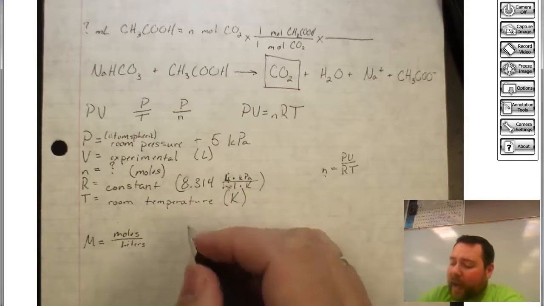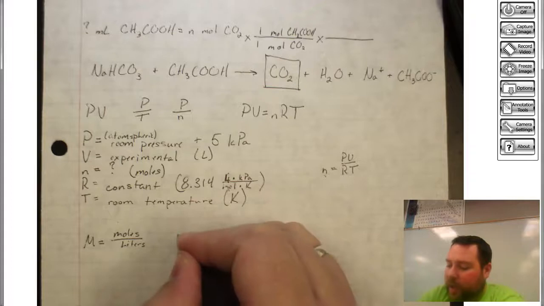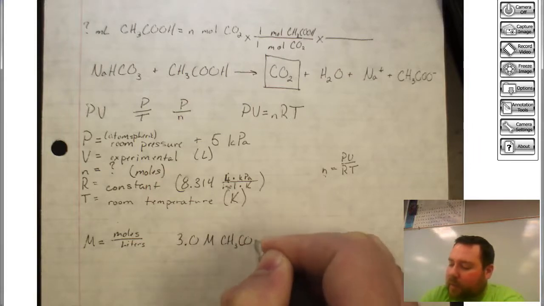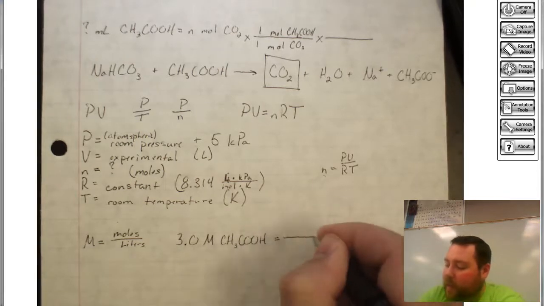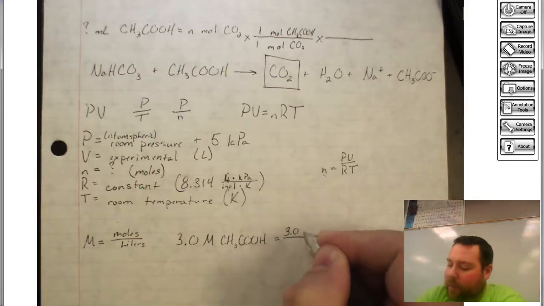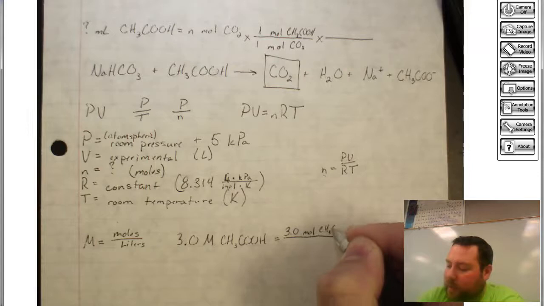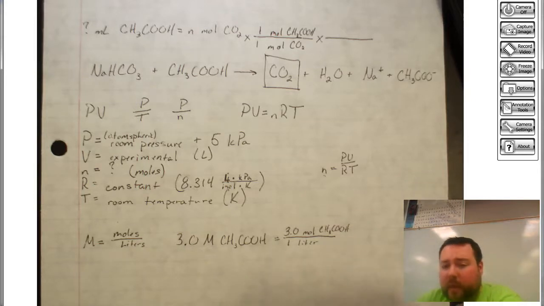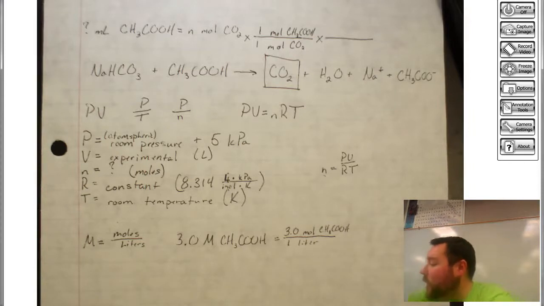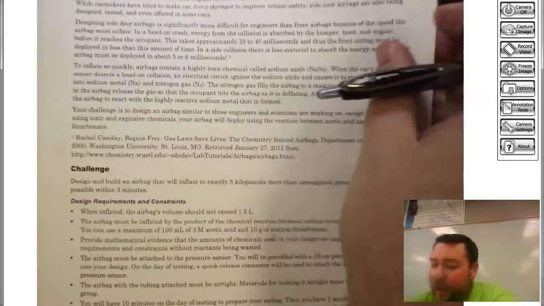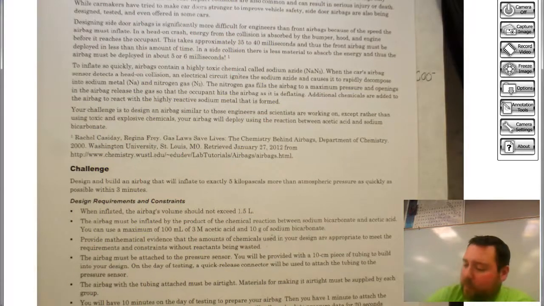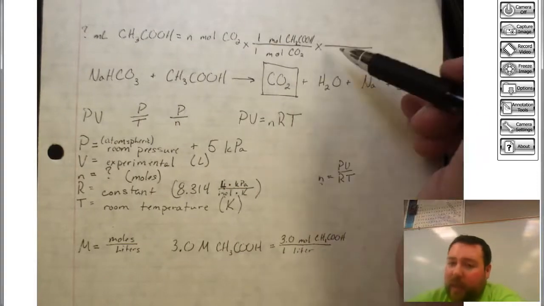If I have a concentration of a 3.0 molar solution of acetic acid, that would mean I have 3 moles of acetic acid for every 1 liter of solution. The reason I chose a 3 molar solution is that it's in your challenge: you can use a maximum of 100 milliliters of 3 molar acetic acid and 2 grams of sodium bicarbonate. So now I could just plug this in right up here.